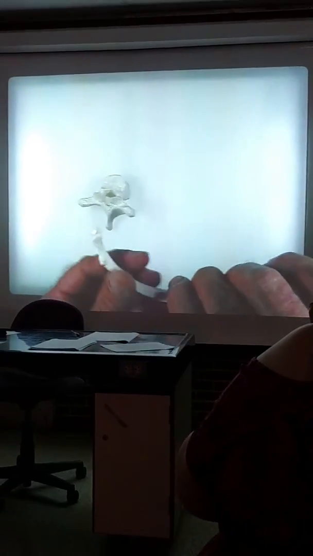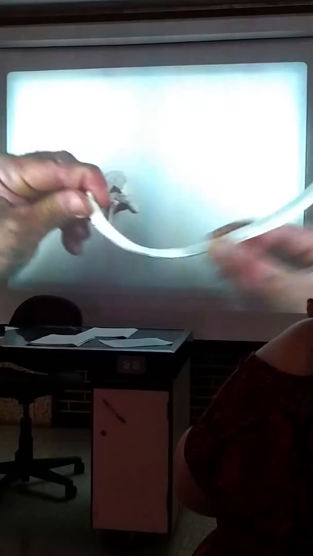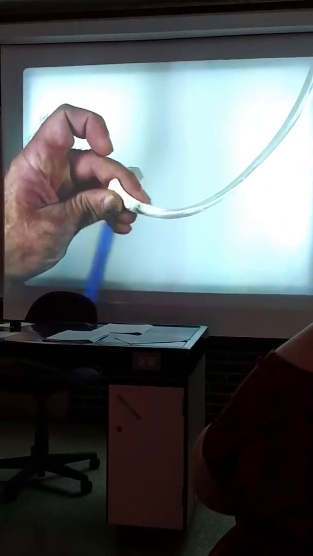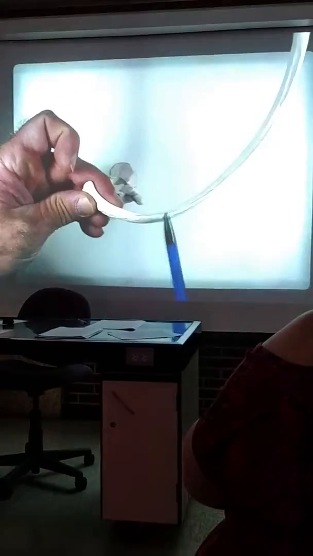And then I have the angle. This is the rib angle where it turns. So right here, about where my thumb is, is the angle. That's where it turns. It comes up, turns, and goes like that. This is the angle. And the rest of it's the body.